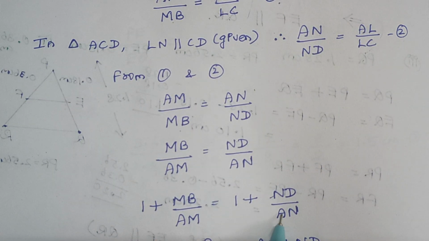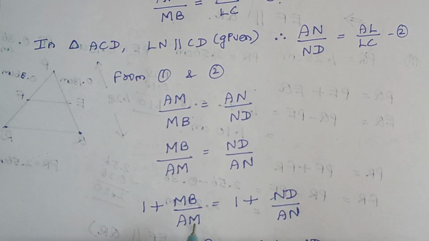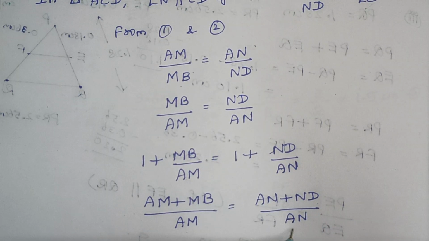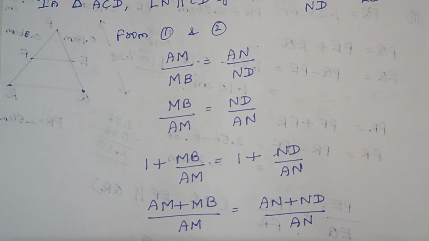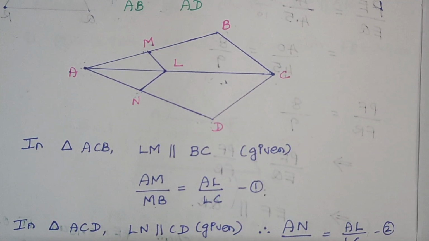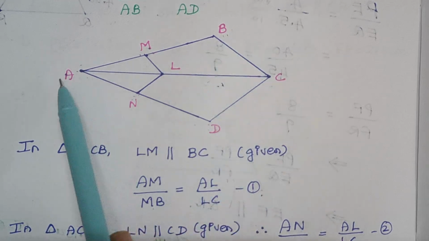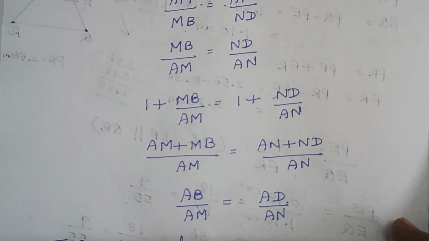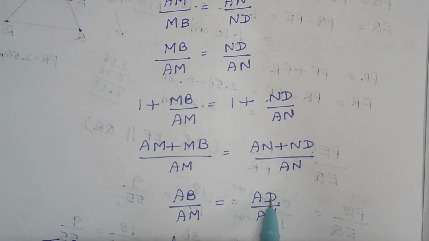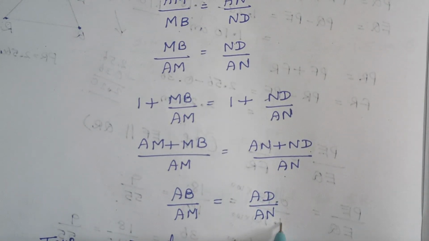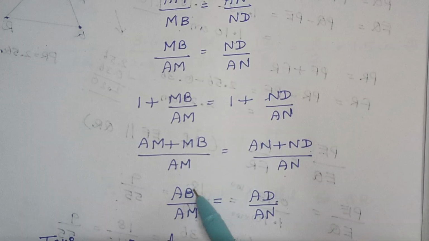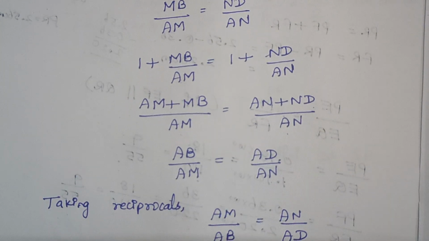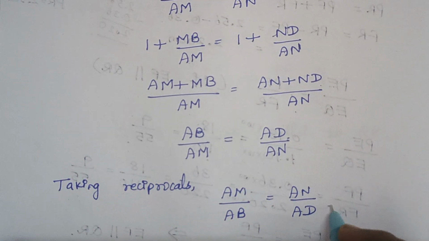The next step is we are going to take LCM. So 1 into AM is AM, right? So AM plus MB by AM, which is equal to AN plus ND by AN. So AM plus MB. So again look at this diagram, right? So AM plus MB, what it is? It is AB, right? So AM plus MB is AB, right? And similarly AN plus ND gives AD. So this is the thing what we get. But what we actually need, we need AM by AB equal to AN by AD. So just again take reciprocal, that's it. So when you take reciprocal, finally we got the answer what we actually need.